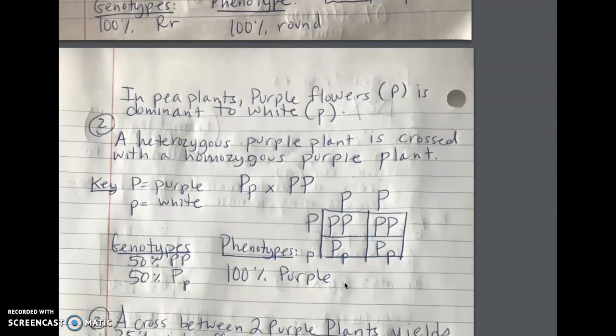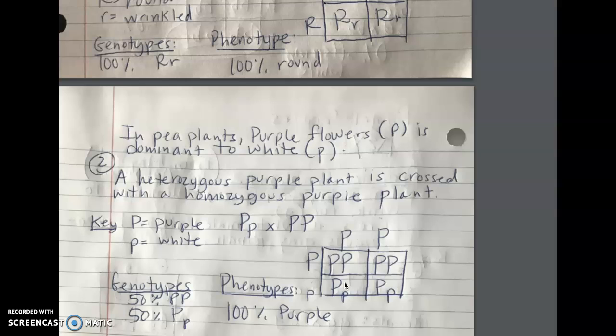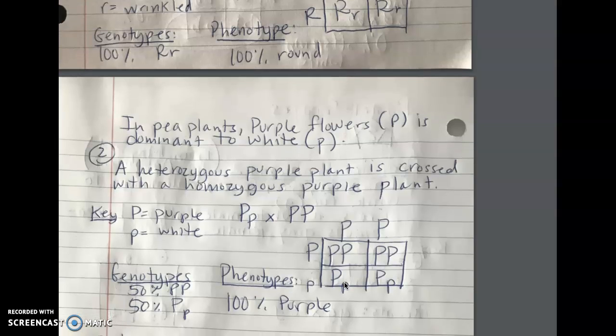So now I'm going to move a little bit quicker since I explained those last 2 problems further in depth. Here's the second problem. It says in pea plants, purple flowers, big P is dominant to white, little p. I gave you the P to use. You could use a different letter if you don't like using P's. The letter doesn't matter. It's how you write out the parents and all that other stuff that does. Okay, so we're going to cross a heterozygous purple plant with a homozygous purple plant. Okay, hopefully at this point you know to make a key.